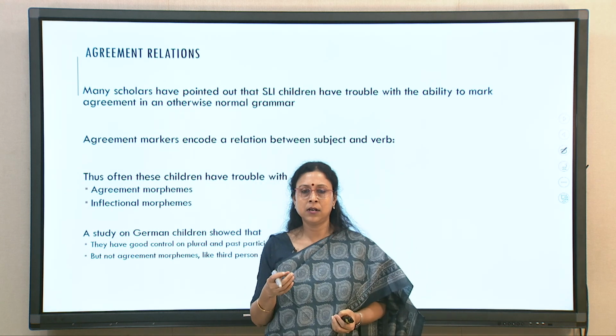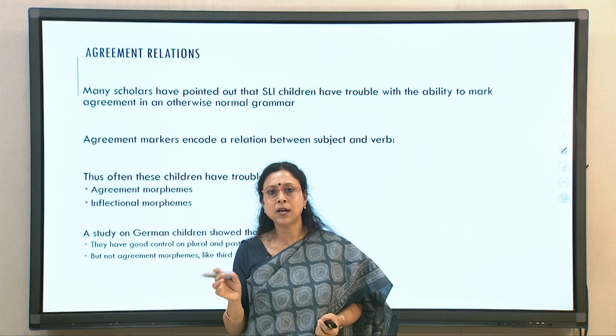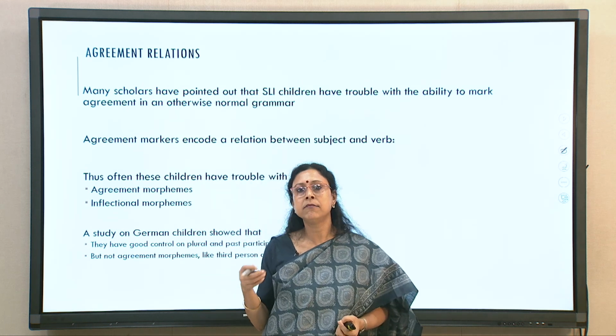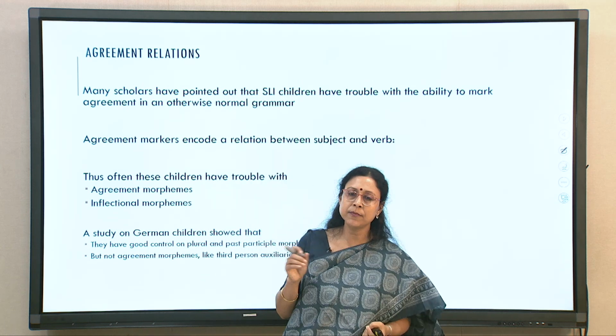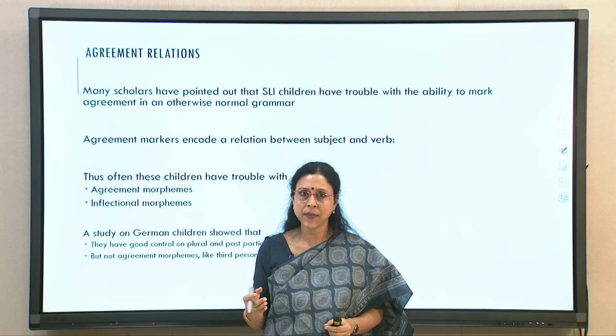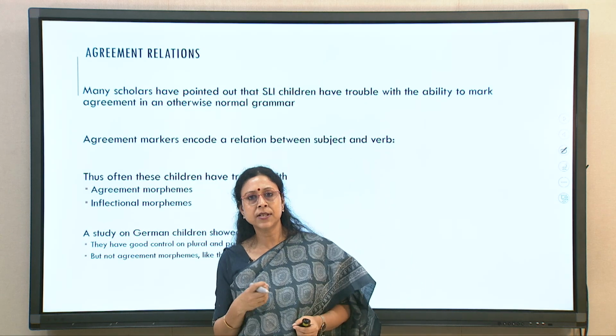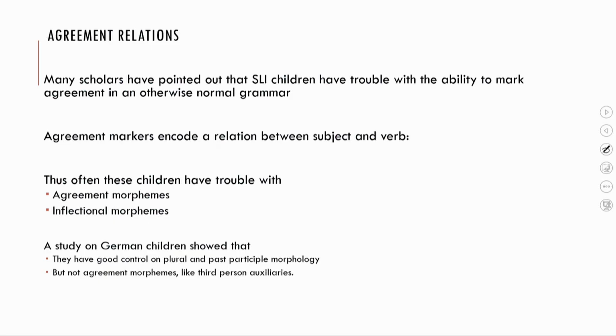In case of first person, if I am speaking, I have to say, main ja rahi hu. So, raha becomes rahi, and for a male it will become raha, ja raha hu, and like that. That is what we mean by agreement. The relationship between the verb and the subject can be on various parameters, it can be number, gender, person and so on. All of this will be marked. Often these children will have trouble with agreement morphemes and inflectional morphemes, because agreement marking is difficult for them. So, these morphemes will be either omitted or wrongly placed.